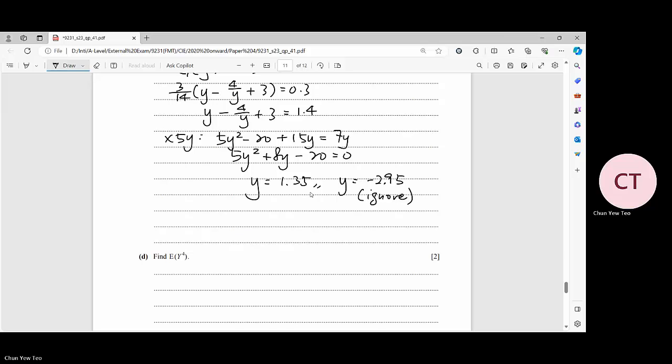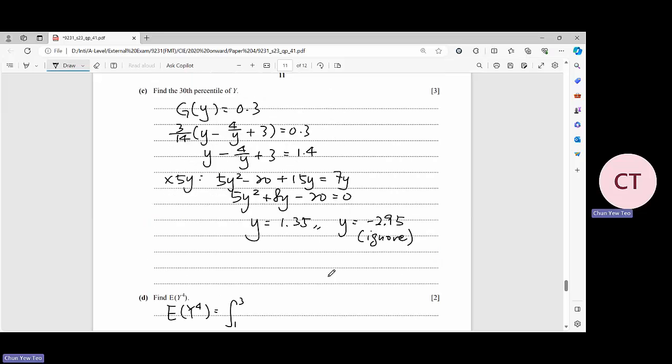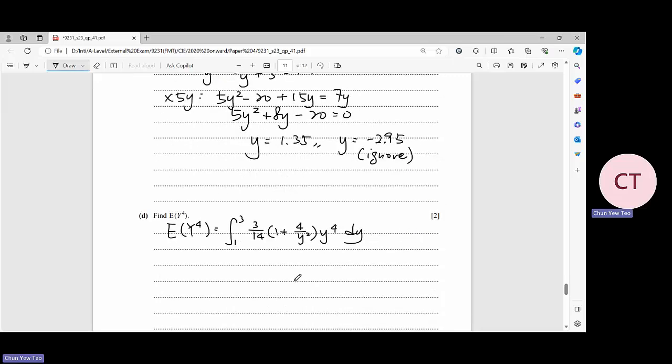Done. Okay, and now we want to find E of Y power 4. To find E of Y power 4, it is actually just take the PDF function for y, multiply by y to the power 4, and then integrate from 1 until 3. So just take the function and multiply by y power 4, just like that. Then expand and simplify.